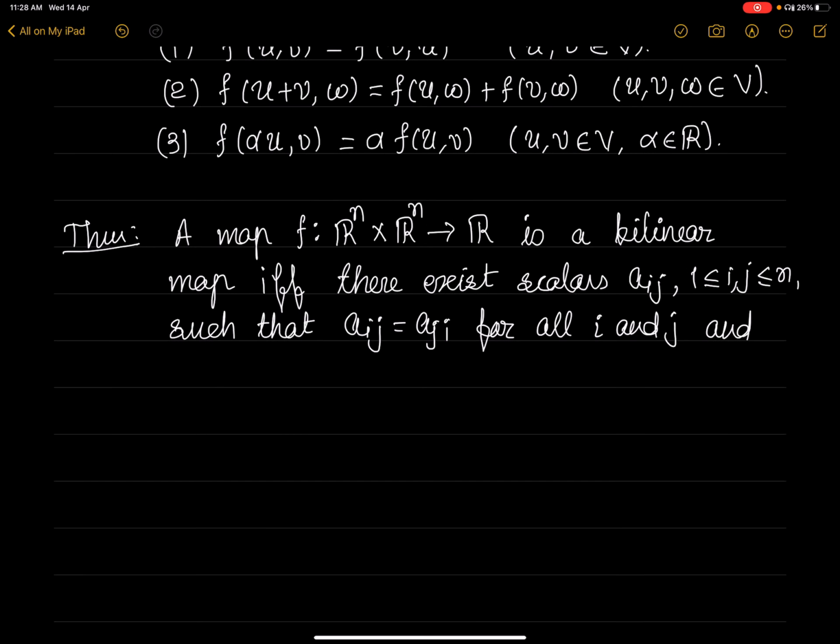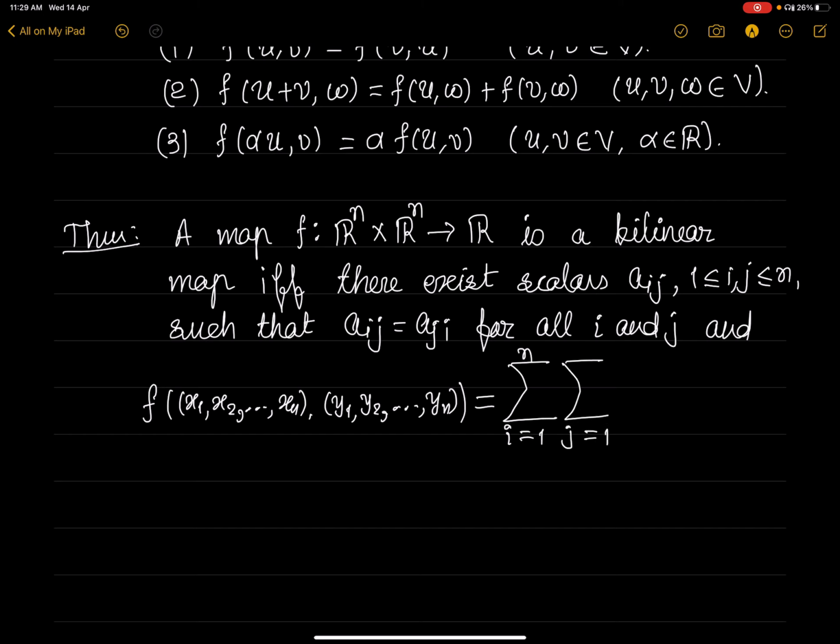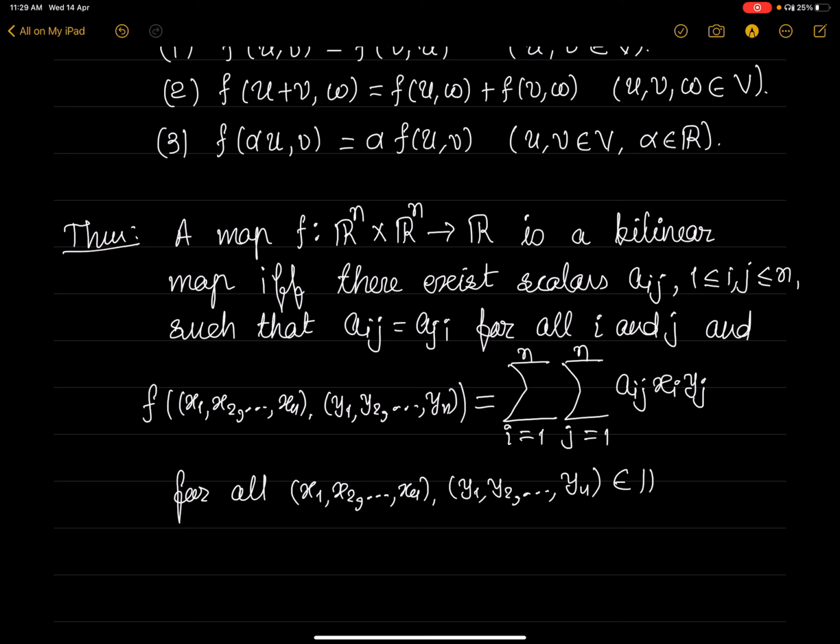and f has the form f of (x1, x2, up to xn), (y1, y2, up to yn) equal to summation i from 1 to n, summation j from 1 to n, aij xi yj for all (x1, x2, ..., xn), (y1, y2, ..., yn) in Rn.